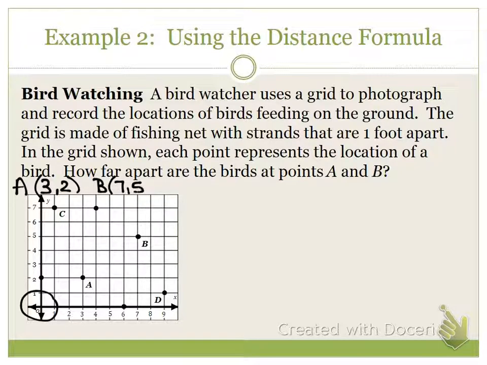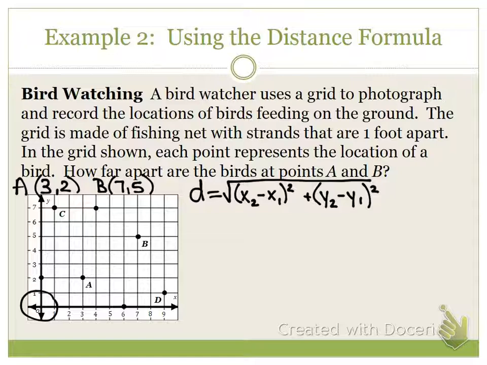Okay, so now use these points to find the distance. Plug these values into the distance formula now. Make sure you rewrite the formula. I know it's a pain, but it'll help you learn it. All right, so we make our substitutions. Square root of, what's my x2? 7 minus 3 squared plus, what's my y2? 5 minus 2 squared.